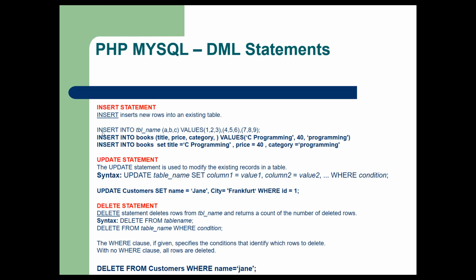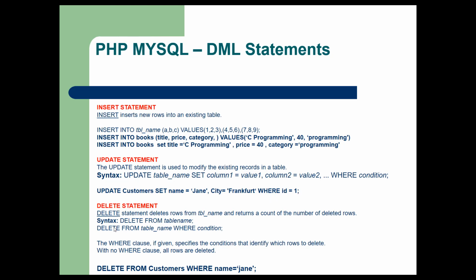The syntax for insert statement is that we write insert into table name with column names in the parentheses, and inside the values clause, we add the column values. Like you can see two different ways of writing insert into books with title, price, category, and their values. The update statement is used to modify the existing records in a table. And the syntax for update statement is that update table name, we assign the values to the columns. Like we can say update customers, set name, city is equal to the values, where ID is equal to 1.